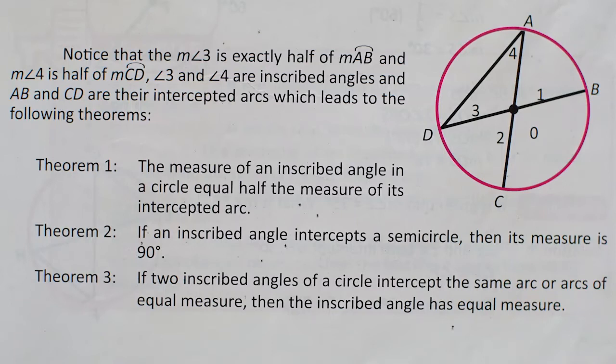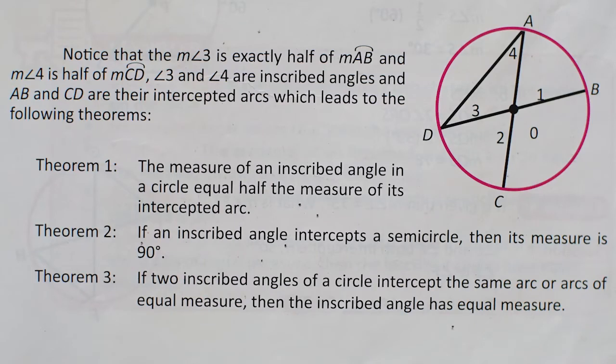Notice that the measure of angle 3 in the next figure is exactly half of the measure of arc AB, and the measure of angle 4 is half of the measure of arc CD. And we have angle 3 and angle 4 as inscribed angles, and AB and CD are their intercepted arcs, which leads to the following theorems.